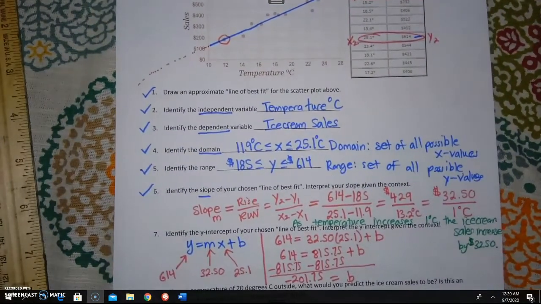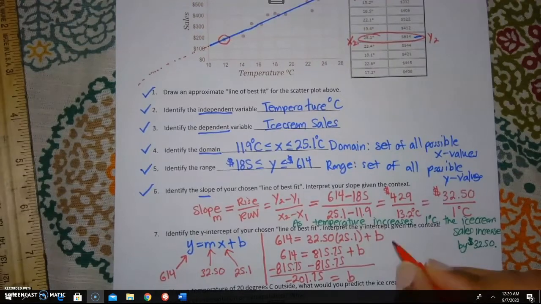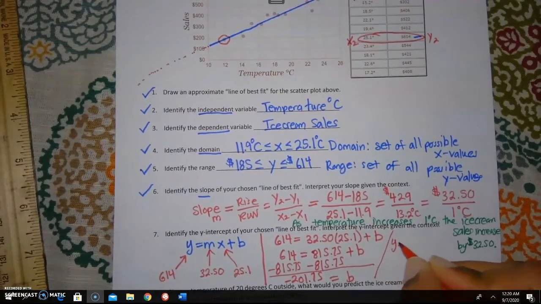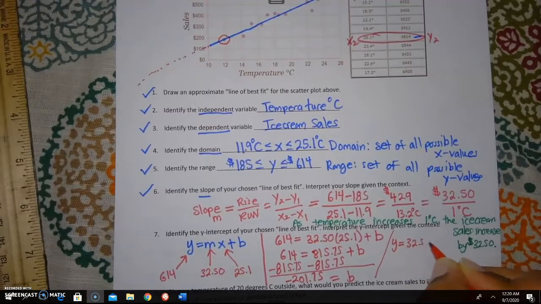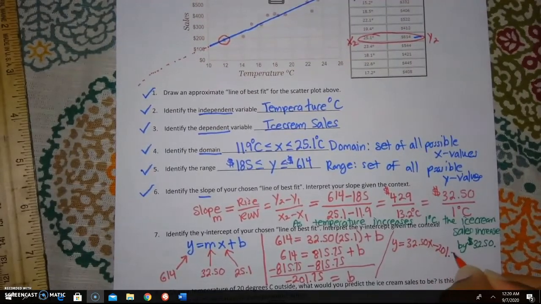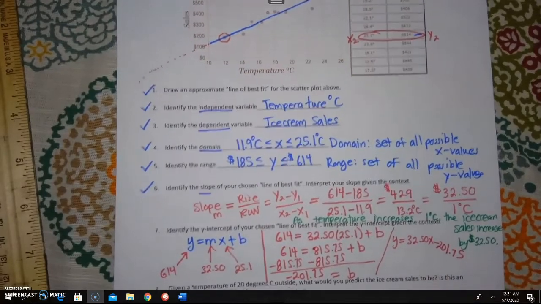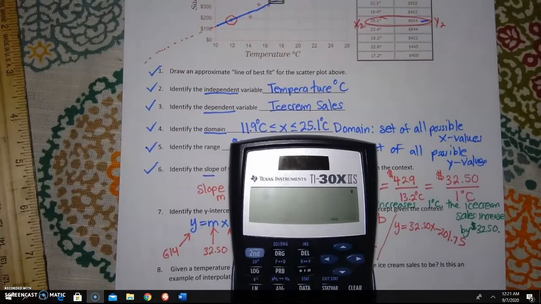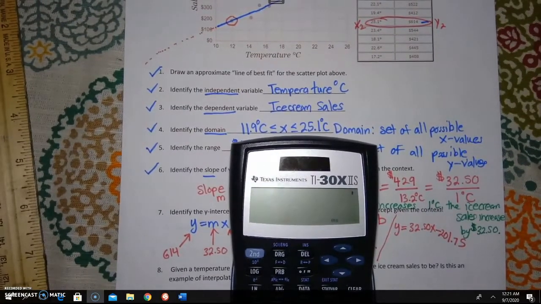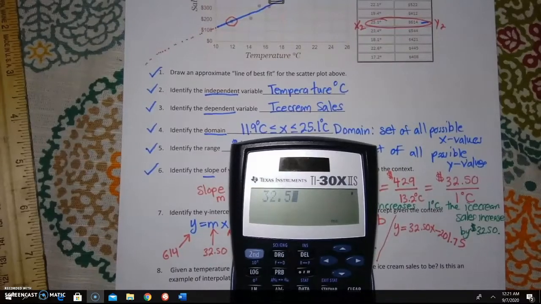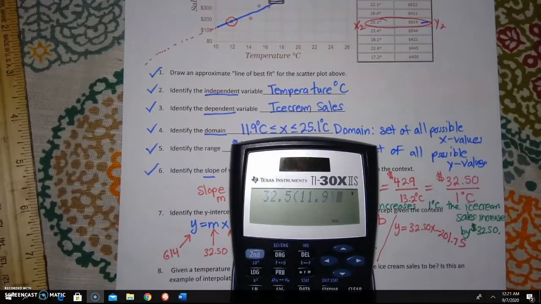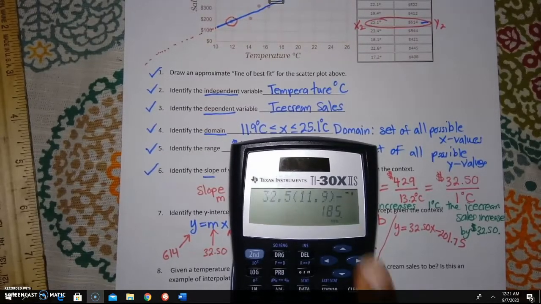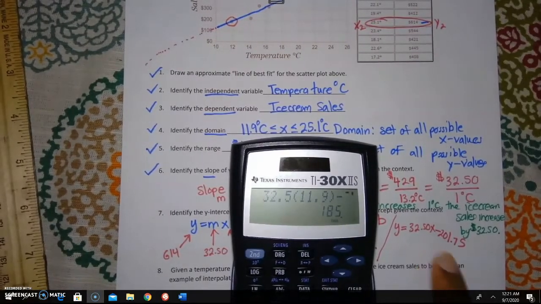So it appears then that the equation of this line is y equals 3250x minus 201.75. Now, we should definitely make sure this makes sense by plugging in, let's say, our first point. So if we take our x sub 1, which is 11.9, we have 3250 times 11.9, and then we subtract that $201.75, we should get 185. So we're comfortable with this.